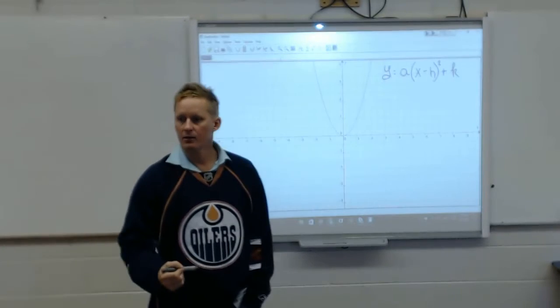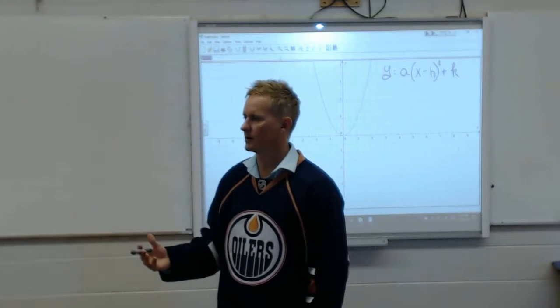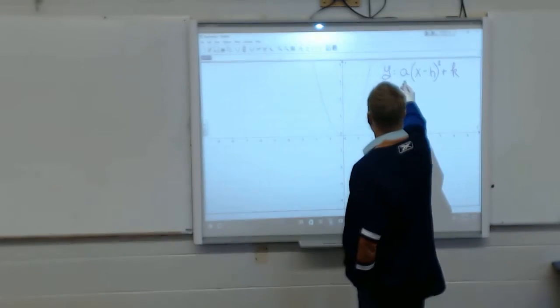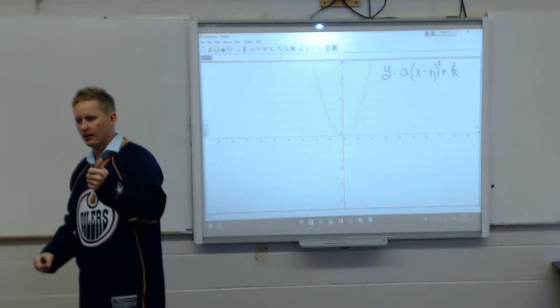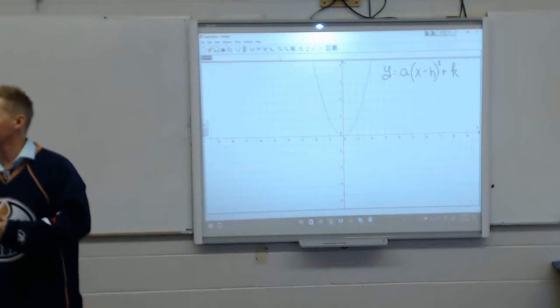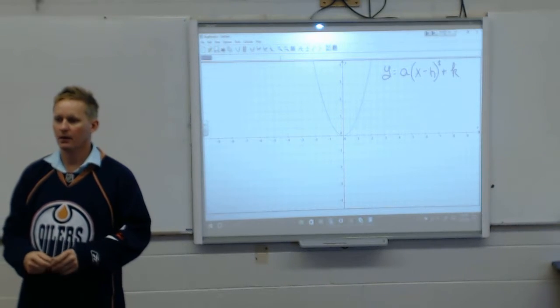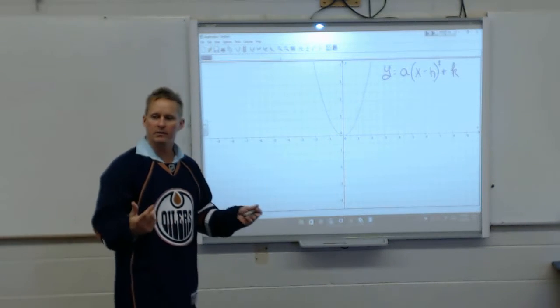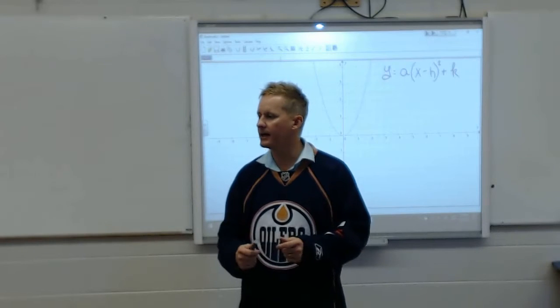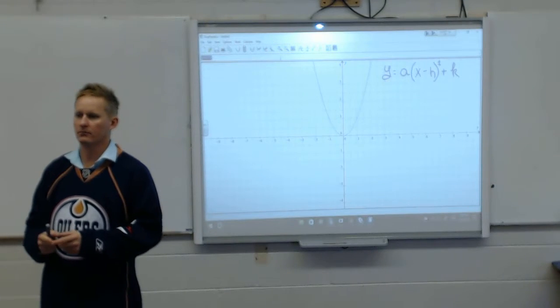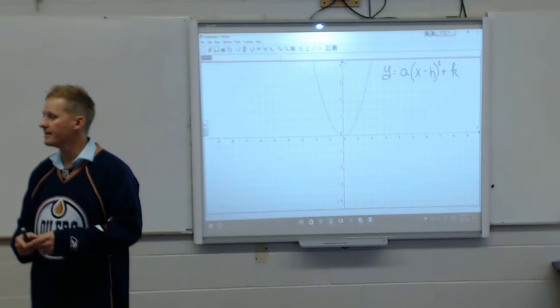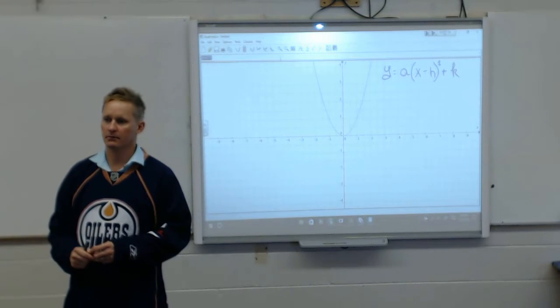So what does this all mean to us? Well, a is still a. It tells us whether it opens up or down and how wide or narrow it opens. So what are h and k and what do they tell us? H and k tell us which way my vertex is going to move. H and k is my vertex.